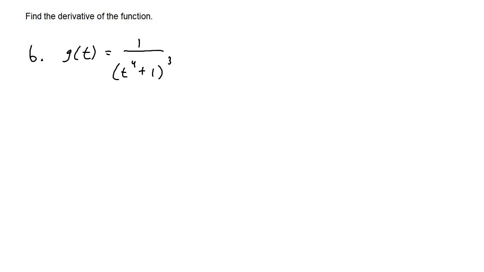Now for number 6, we have g of t equals 1 over t to the 4th plus 1, the entire thing to the 3rd power. Instead of x, we do have the t variable, but we treat it the exact same way. But we're going to derive with respect to t this time, because that's our variable.